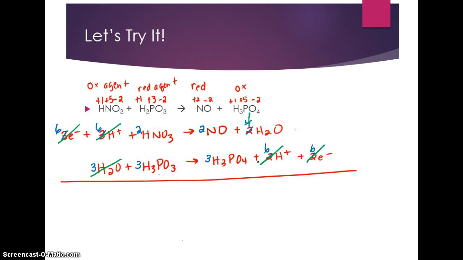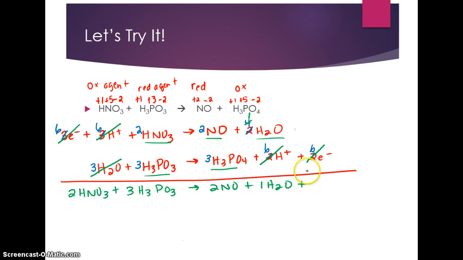Now it's just time to sum up my problem. So what I have left is this, and this, and this, and this, and this, and I'm just going to recopy it. 2HNO3 plus 3H3PO3 yields 2NO plus 1H2O plus, and I don't need to put the 1 in there. I did it up here so that I wouldn't forget that I had one, but I don't need to put it in the reaction. But if you do, it's fine. And 3H3PO4.